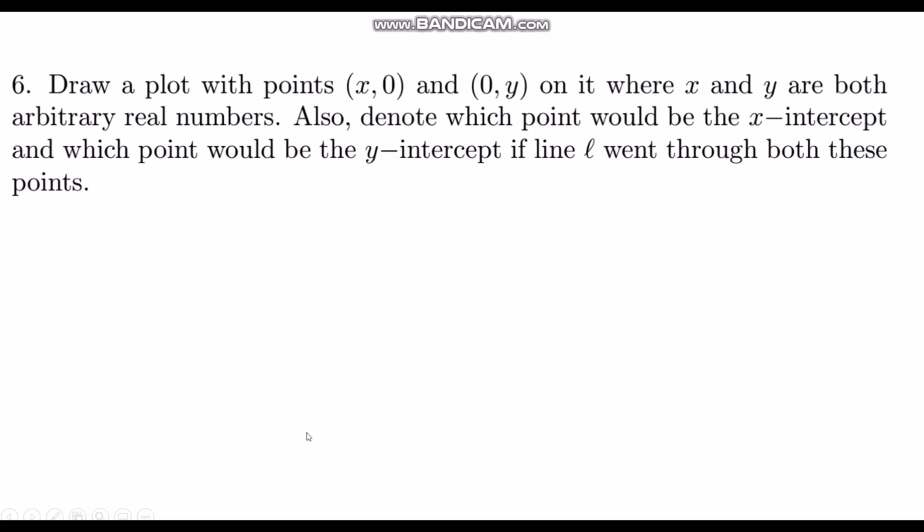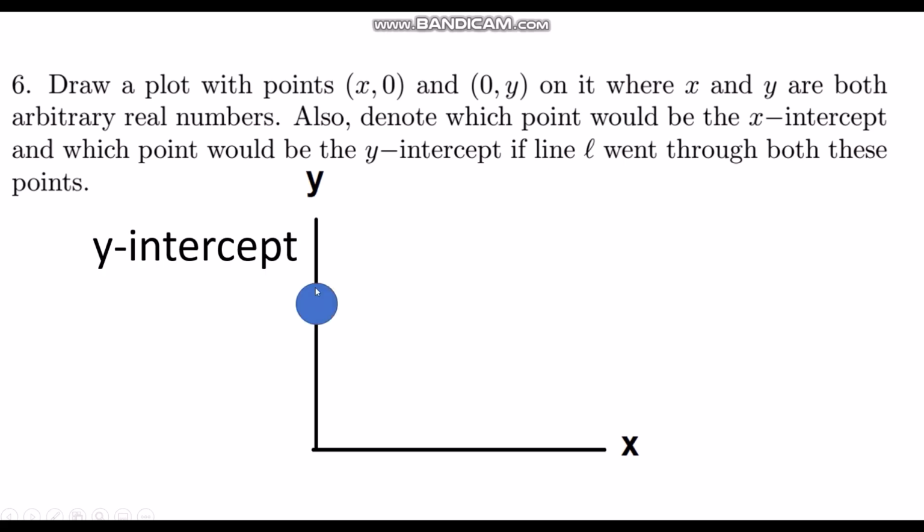All right, so draw a plot with the points x0 and 0y on it. Let's make a plot first, xy, where x and y are both arbitrary real numbers. Also denote which point would be the x-intercept and which would be the y-intercept. So let's just make up a y-intercept. It crosses the line right there, and we know its x value would be 0. We don't know the height, so let's just call the height y. That's that point right there. So that's our y-intercept.